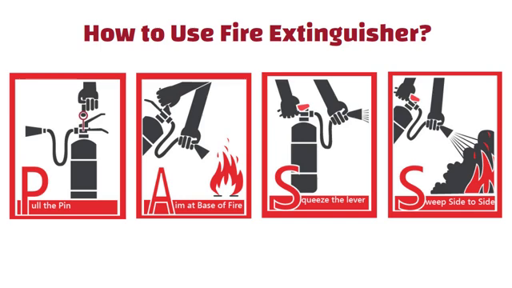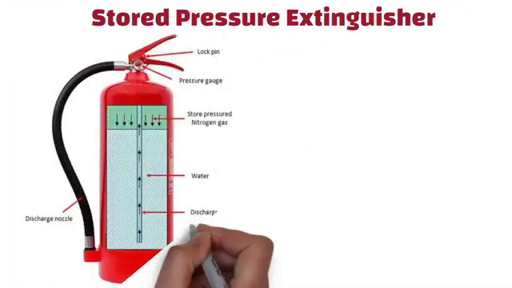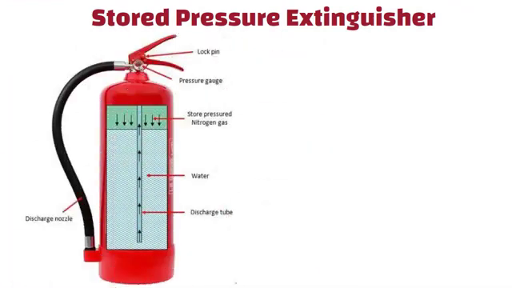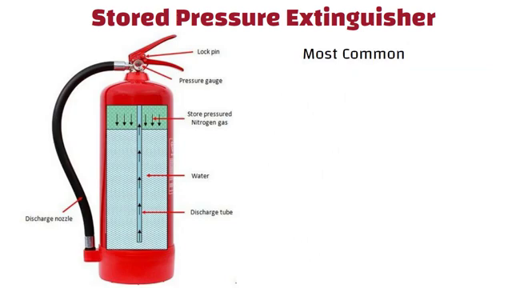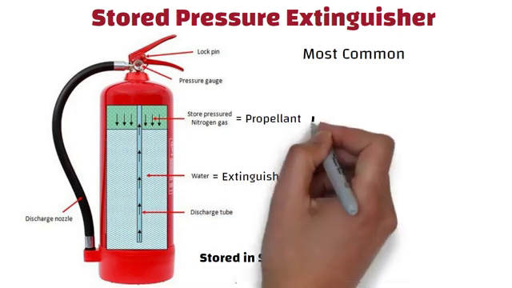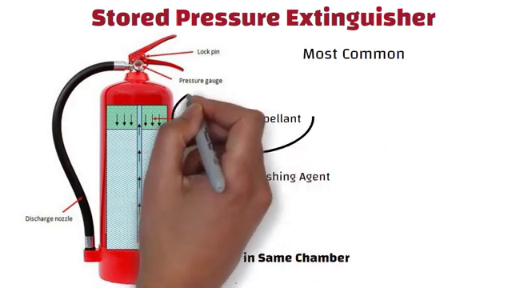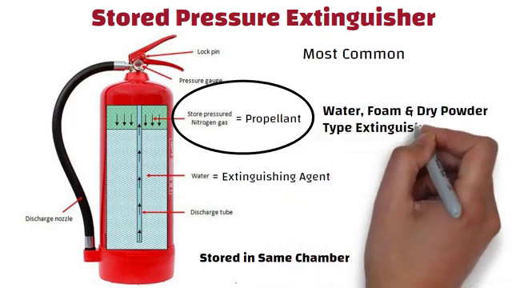There are 2 main types of fire extinguishers: stored pressure and cartridge operated. First, let us see stored pressure extinguishers. Stored pressure extinguishers are the most common type. In stored pressure units, the extinguishing agent and propellant are stored in the same chamber. Nitrogen is typically used as a propellant in the case of water, foam, and dry powder type extinguishers.